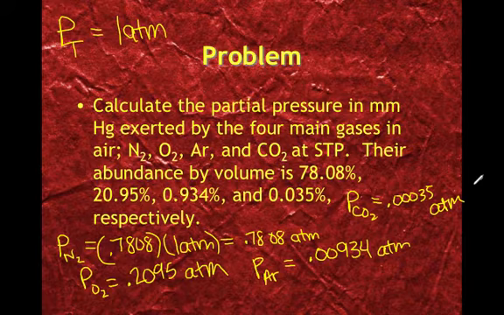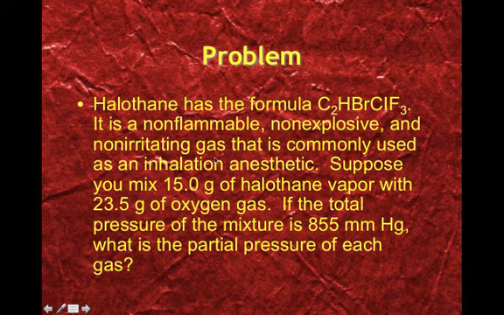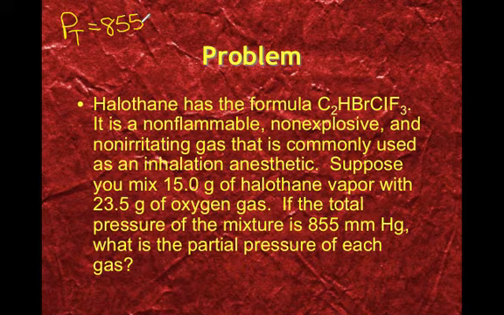This next one doesn't give us percentages or atm. Halothane is a non-inflammable, non-explosive, and non-irritating gas that's commonly used in inhalation anesthetics. Suppose you mix 15 grams of halothane with 23.5 grams of oxygen gas. The total pressure of the mixture is 855 millimeters mercury. What's the partial pressure of each gas?